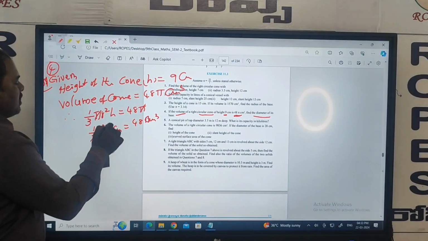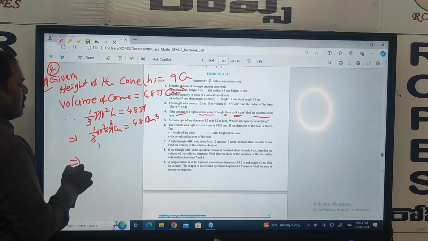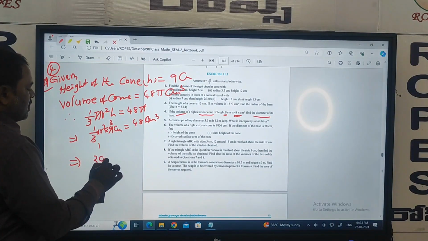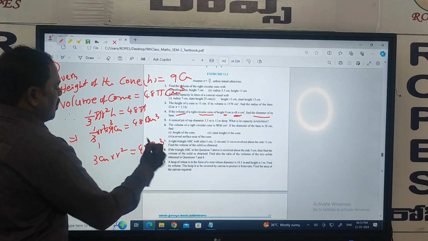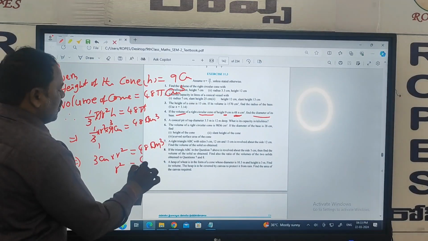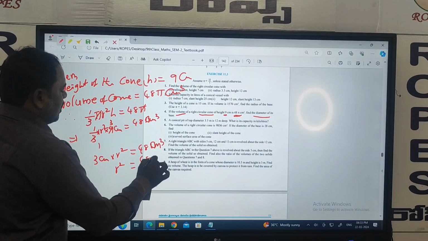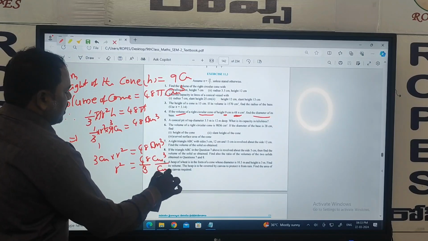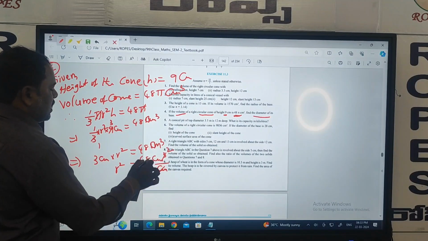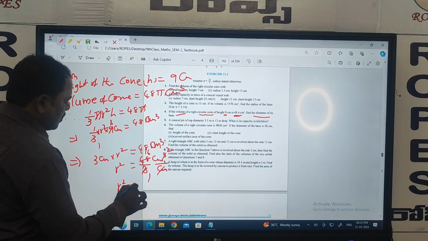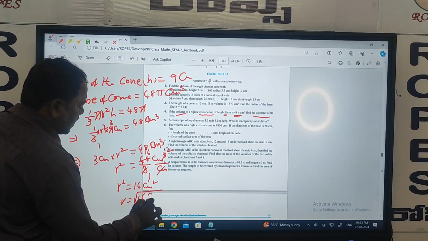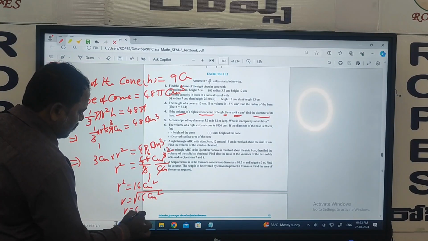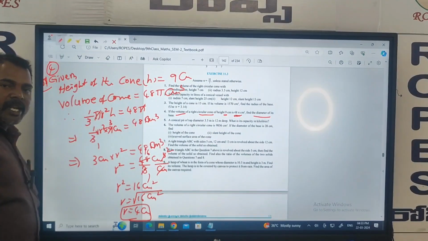Then 3 ones are 3, 3 threes are 9, that implies 3 centimeters into r square is equal to 48 centimeters cube. From this r square is equal to 48 by 3, centimeters cube by centimeter. 3 ones are 3, 3 sixteens are 48. So r square is equal to 16 centimeter square. Then r is equal to root of 16 centimeter square. Then r is equal to 4 centimeters. The square root of 16 centimeter square is 4 centimeters.